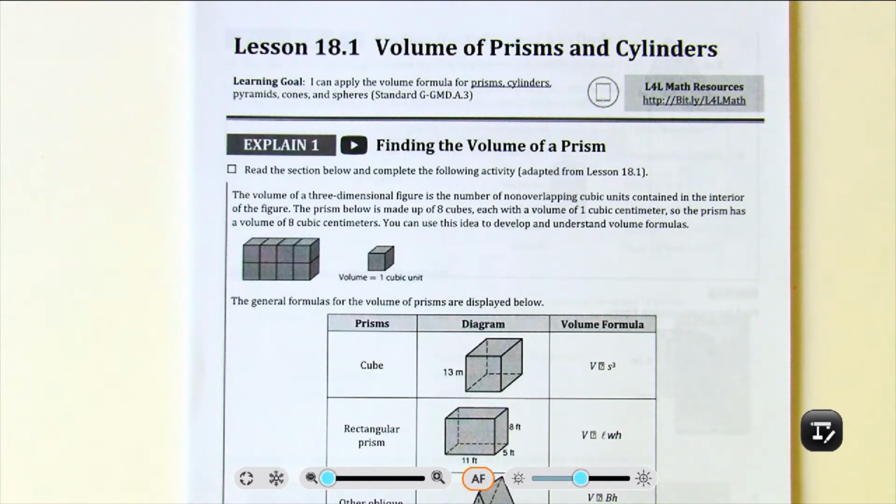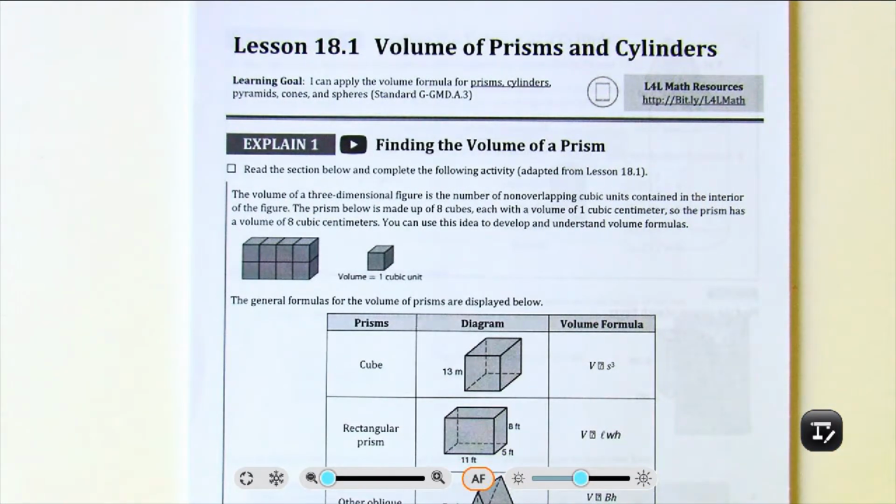Hello class, this is lesson 18.1, volume of prisms and cylinders. In this lesson you're going to learn how to apply the volume formula for prisms and cylinders, and then going forward, in future lessons, we're going to learn how to find the volume of pyramids, cones, and spheres. But for this particular lesson we want to find out what is a prism, what is a cylinder, and how do we find the volume. So let's get started.